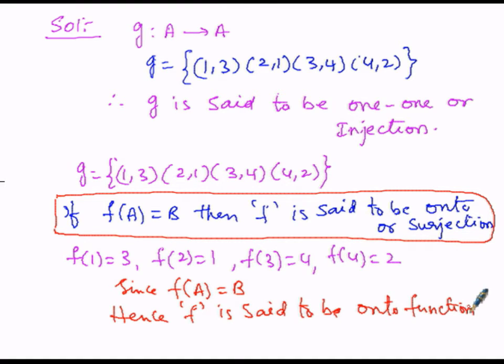But here we got f is one-to-one as well as onto, so here therefore f is said to be called a bijection.